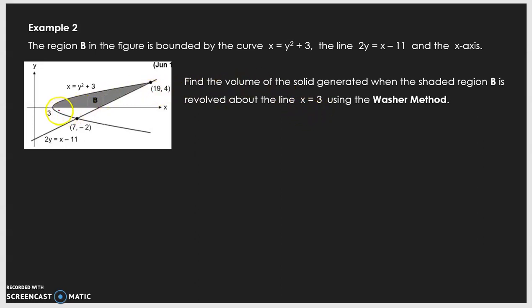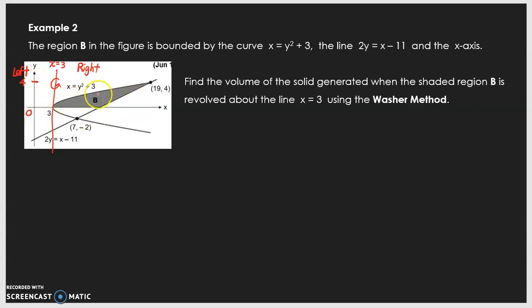So x equals 3 is this straight line. So here is x equals 3. So our shaded region will revolve about this x equals 3. So you can see if this shaded region is revolved about left and right, so here is left, left, and right, so we are going to use the value of y. So the value of y is from 0 until here is 4. So 0 until 4.